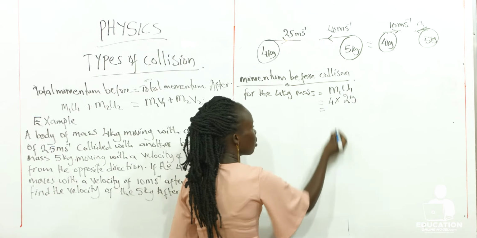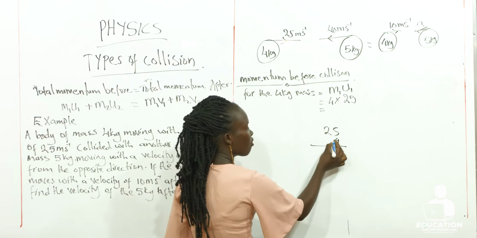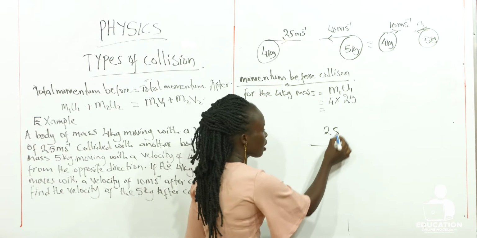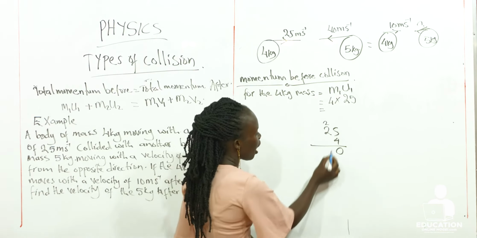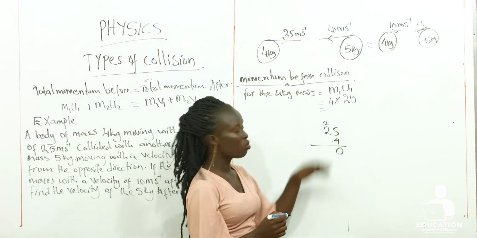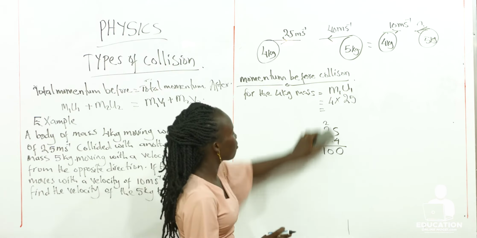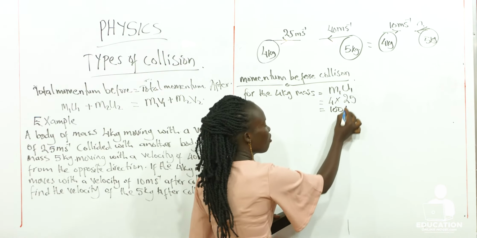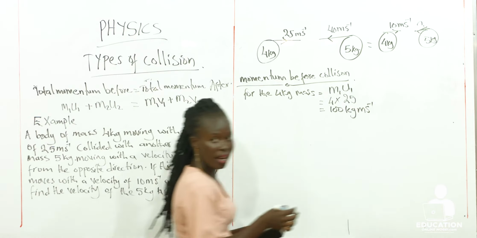If you get your 25, multiplying it by 4, we shall have 4 times 5, which will give us 20. We write our 0, we carry the 2. Then 4 times 2 gives us 8. 8 plus 2 gives us 10. That means that our 4 times 25 is equal to 100. So this is our momentum before of the first body. Don't forget the SI unit.